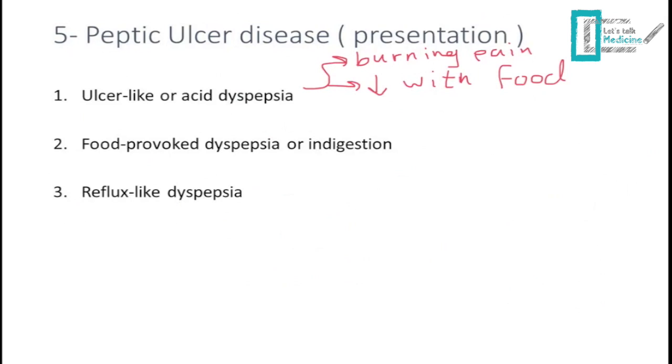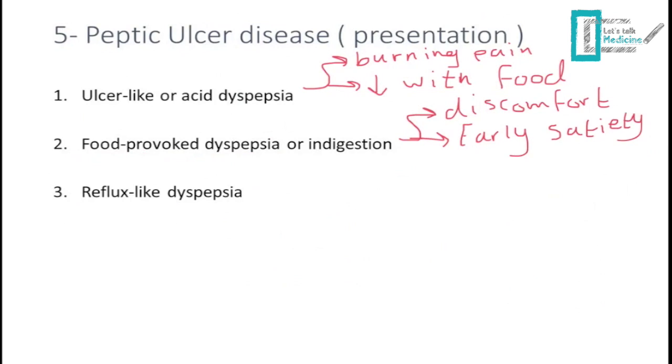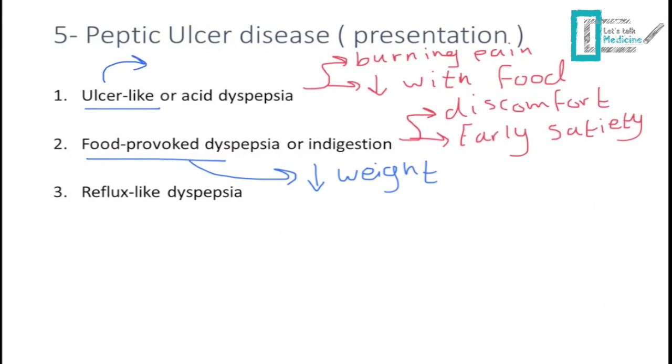The second type of dyspepsia that the patient can come with is food-provoked dyspepsia or indigestion. This is a postprandial epigastric discomfort with a feeling of fullness, early satiety, nausea and occasional vomiting. Patients who come with food-provoked dyspepsia are usually underweight, unlike patients who come with ulcer-like or acid-like dyspepsia, which is relieved with food, that's why they come with weight gain. The third is reflux-like dyspepsia.